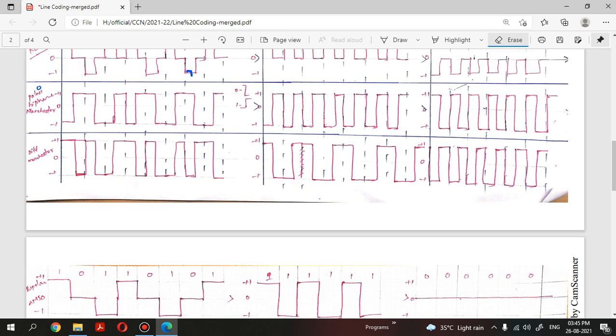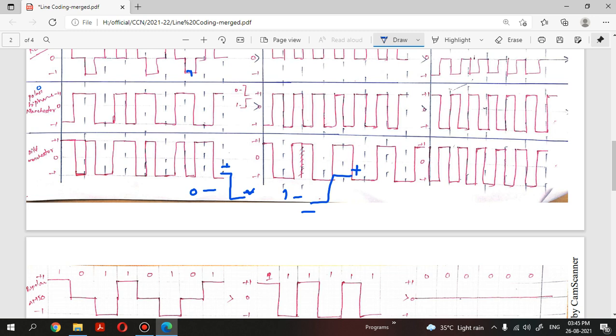Next one is Manchester encoding, the polar biphase Manchester encoding. It is a very simple mechanism. For 0 we'll have a graph pattern like this, and for 1 we'll have a graph pattern like this. It is positive to negative. We have three voltage levels. For 0 we start with positive and end up with negative, and for 1 we start with negative and end with positive. So here we have three voltage levels.